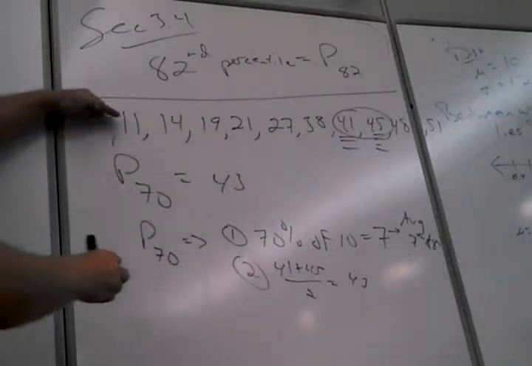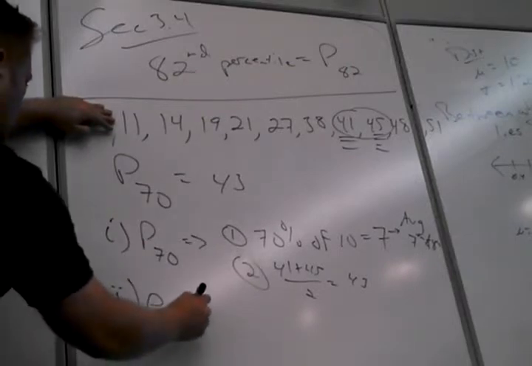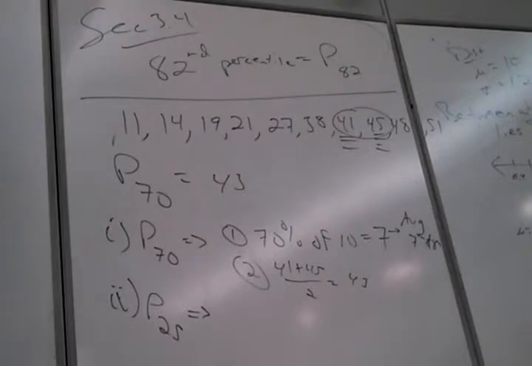So from this list, what would P25 be? What's the first step?